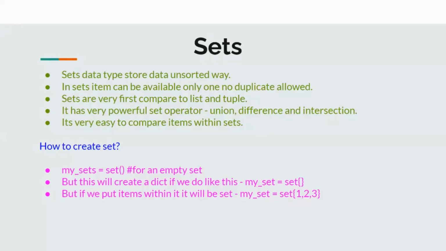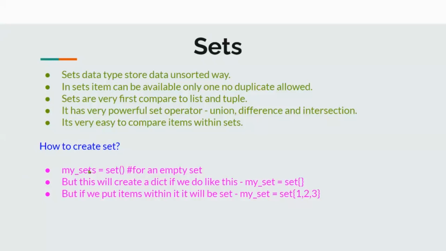It has to be only one, and sets are very powerful compared to lists and tuples, which is a big advantage. It has very powerful set operators like union, difference, and intersection. We'll do the examples in code so you can see what union, difference, and intersection are. It is very easy to compare items within a set, even if it is a big, large set. So now, how to create a set?